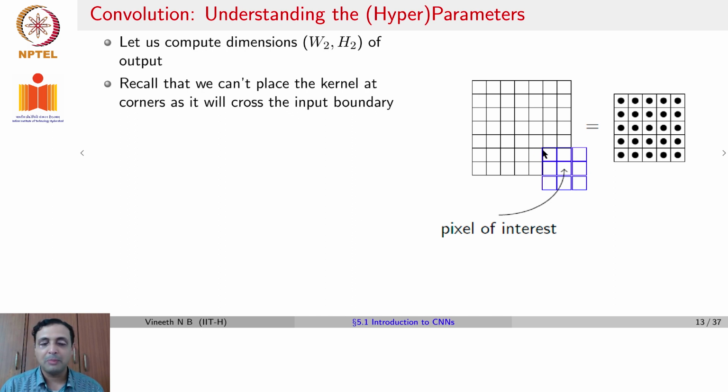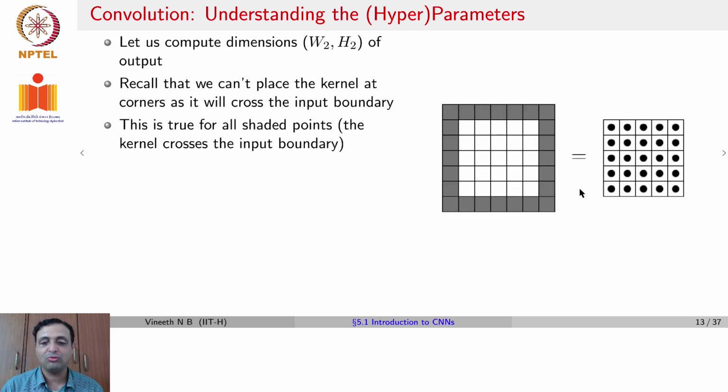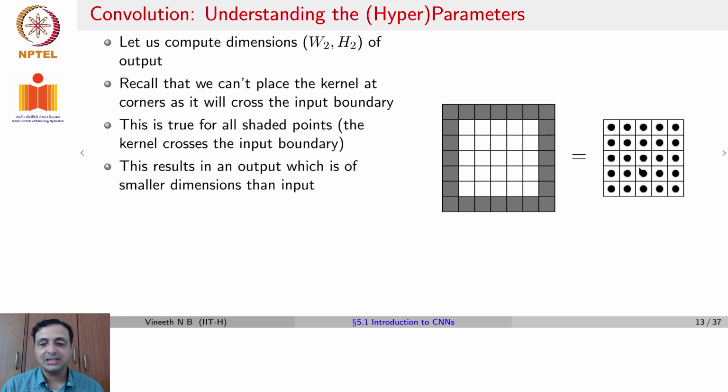Let's try to now understand what happens if you place the kernel at the corners. Remember that if you place the kernel at the corners, you do not have inputs to compute the convolution. So this is a problem with all these shaded regions here, depending on the size of the filter. So this results in an output which is of smaller dimensions than the input. We've seen this earlier with convolution, but we are revisiting this to find out what would be the size of W2 and H2.